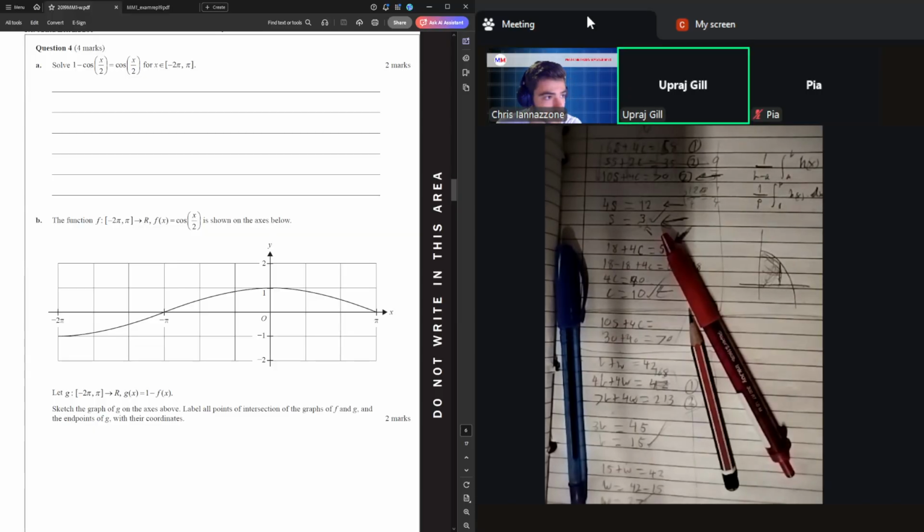Chris, if we brought the negative cos x on 2 to the other side, would that make it like 2 cos x on 2 or not? Sure would. Yeah. Cos of something plus cos of something is 2 lots of that cos of something.